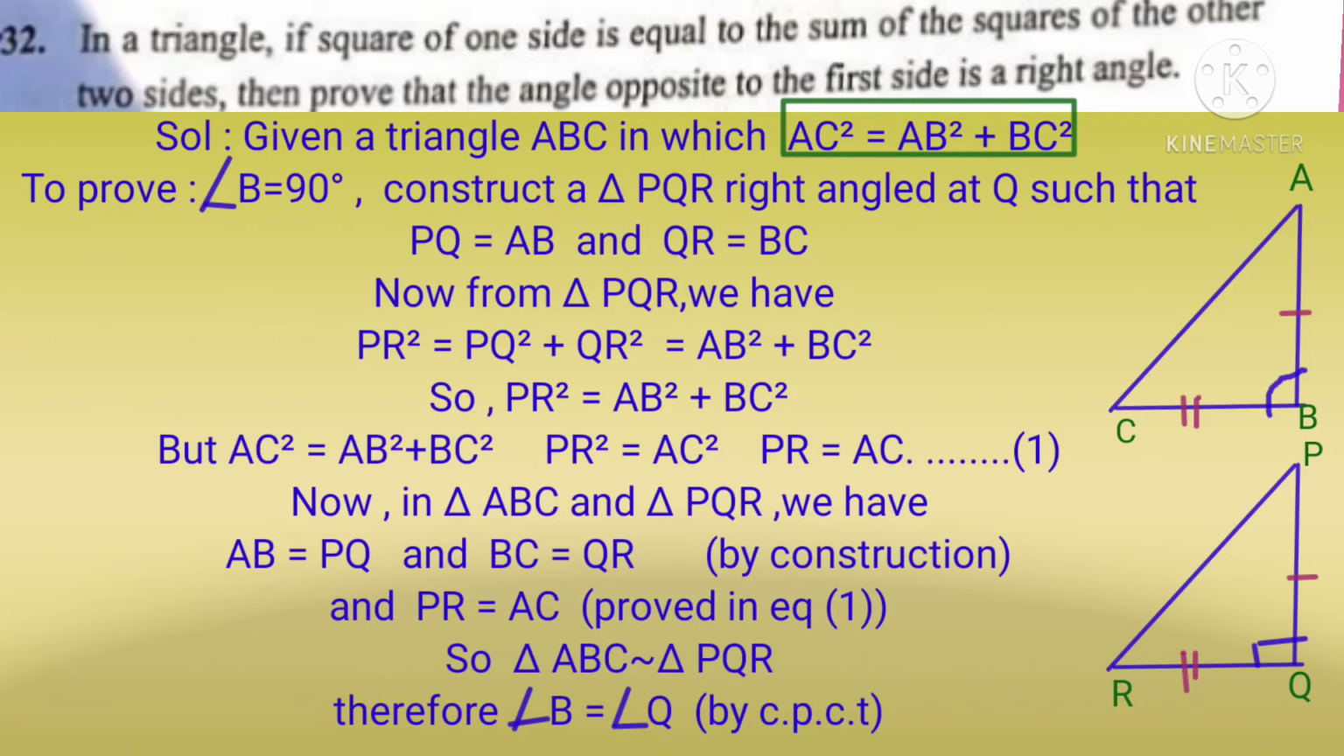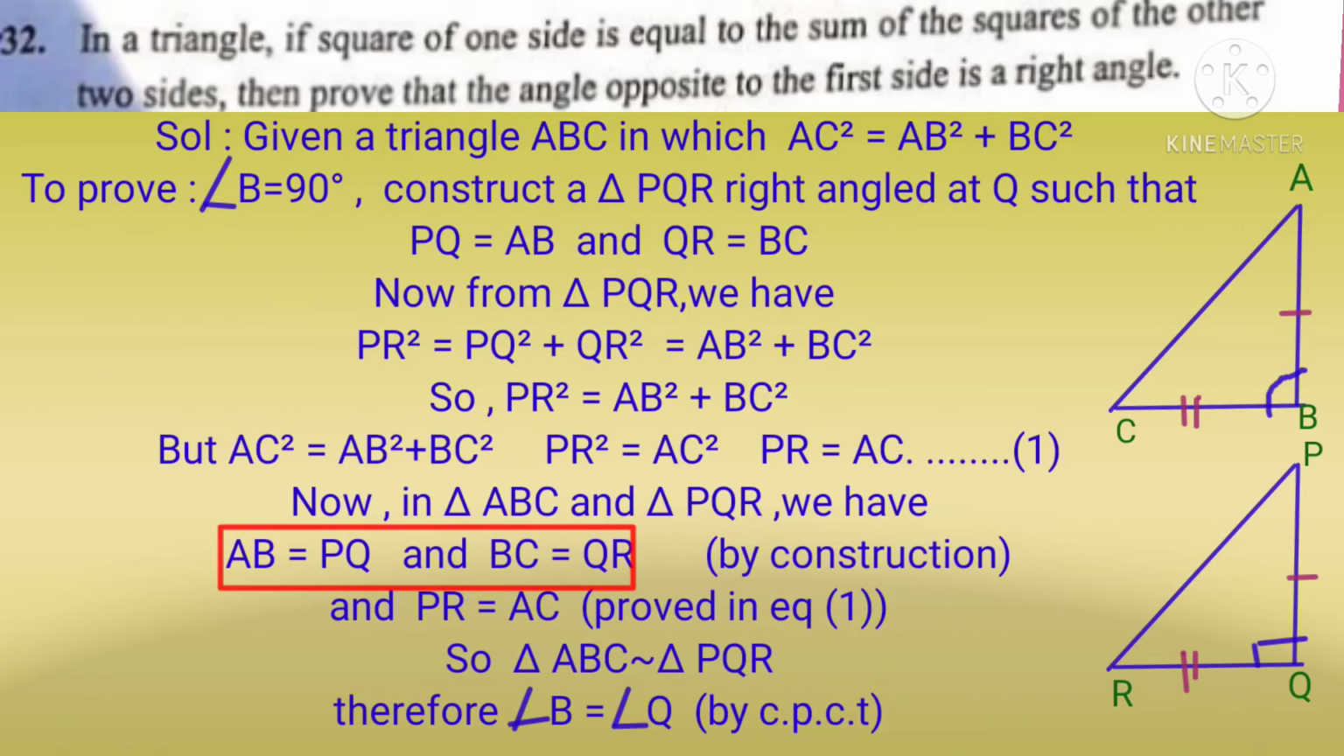But AC² = AB² + BC² from equation number 1. So we will get PR² = AC², which implies PR = AC, and let this be equation number 2. Now in triangle ABC and triangle PQR, we have AB = PQ and BC = QR. Both sides are equal and PR = AC. We have proved it earlier, and this is given by construction.